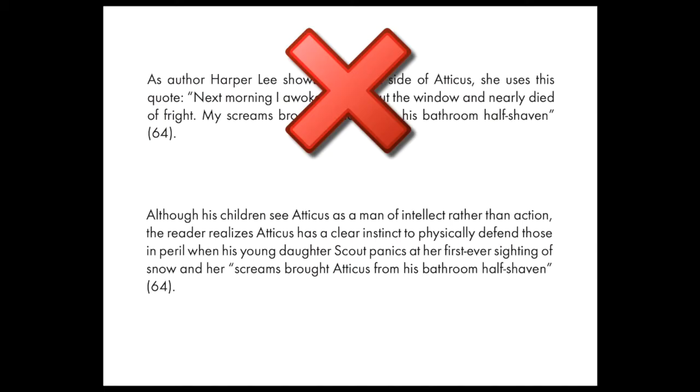So instead, I have a different model for you. I want you to see if you can kind of feel the difference. Same idea, but this one has an embedded quote, like the frame is full there. So, although his children see Atticus as a man of intellect rather than action, the reader realizes Atticus has a clear instinct to physically defend those in peril when his young daughter Scout panics at her first ever sighting of snow and her, quote, screams brought Atticus from his bathroom half-shaven.